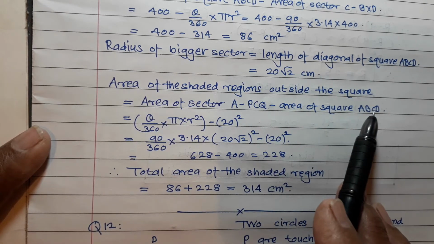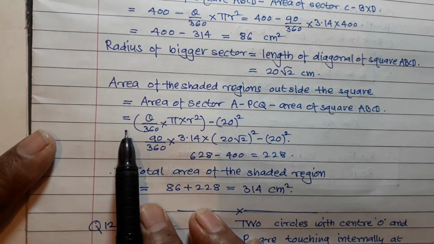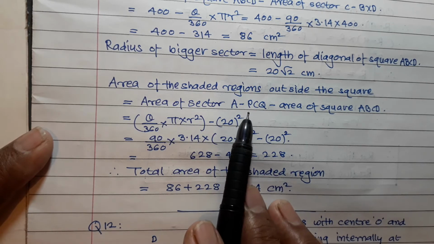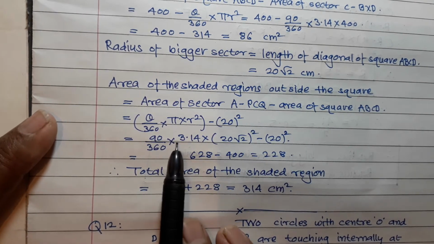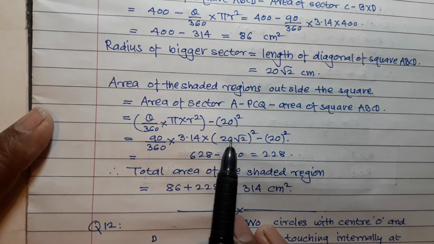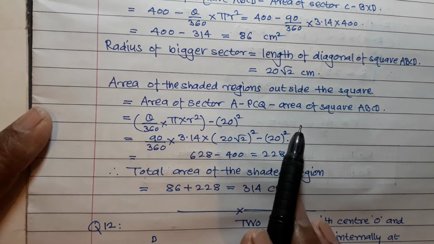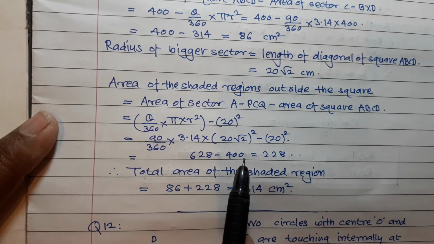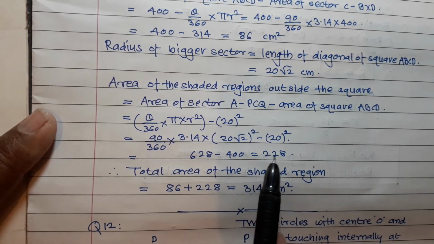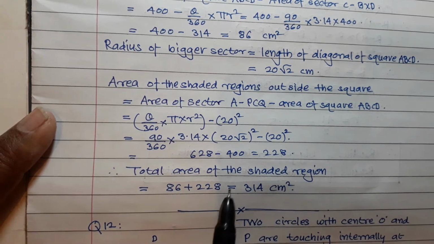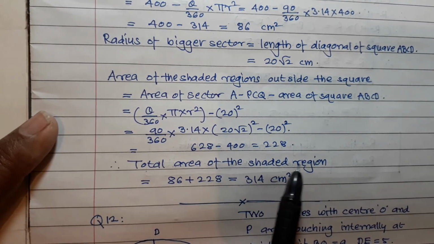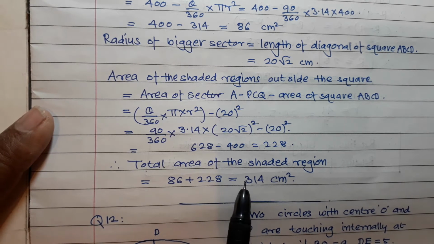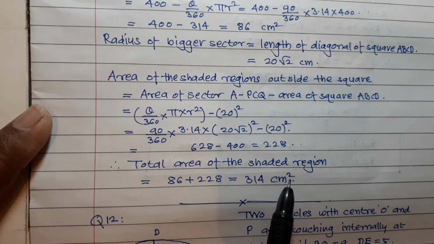area of square ABCD, and therefore theta upon 360 into pi into r square minus 20 square. So 90 upon 360 into 3.14 into (20 root 2) square minus 20 square. If you simplify this you will get 628 minus 400, which is equal to 228, and therefore total area of the shaded region is equal to 86 plus 228, which is equal to 314 cm square.